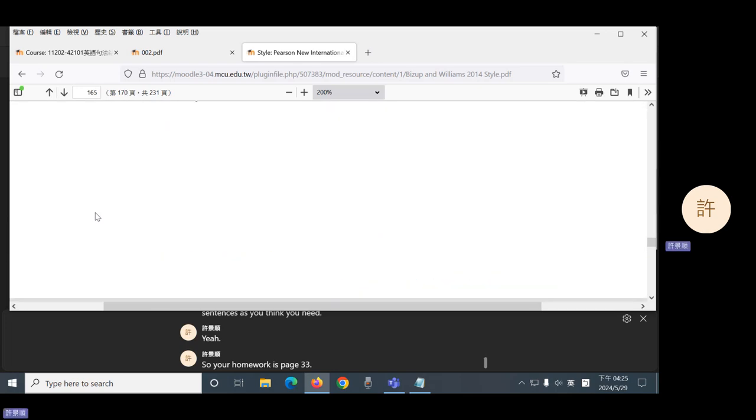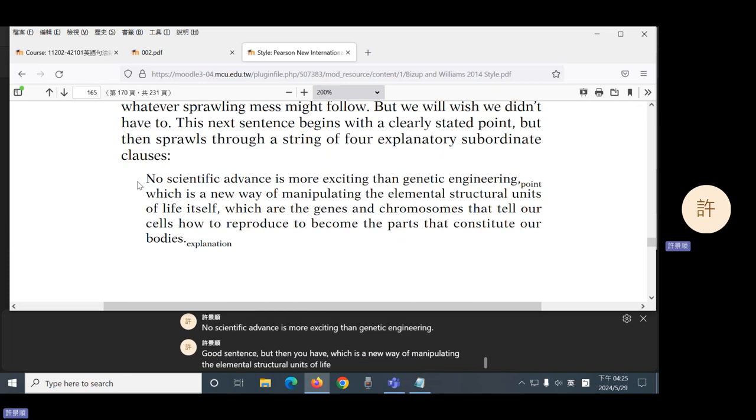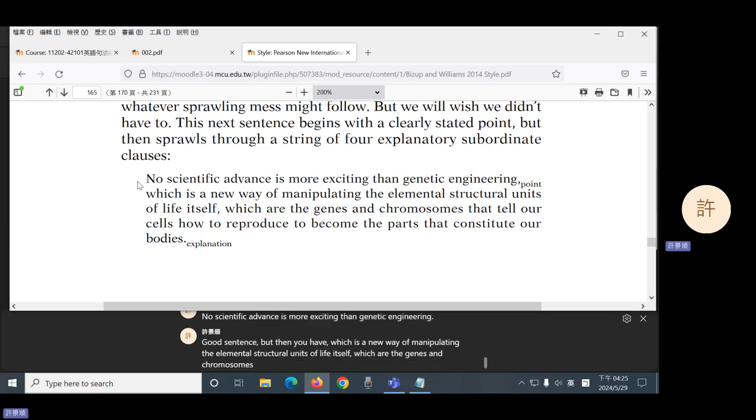Okay, so continuing the textbook, we have talked about subject, verb, and object. Now we're getting to the next point, which, if you remember, is the rest of the sentence has too much crap. So, for example, this sentence. No scientific advance is more exciting than genetic engineering. Good sentence. But then you have, which is a new way of manipulating the elemental structural units of life itself, which are the genes and chromosomes that tell ourselves how to reproduce to become the parts that constitute our bodies.